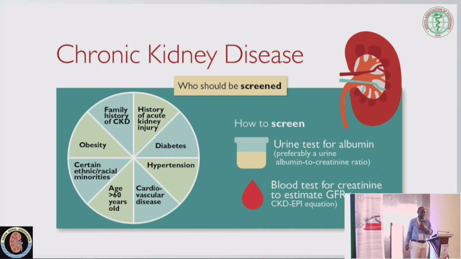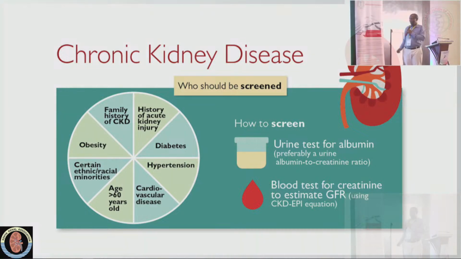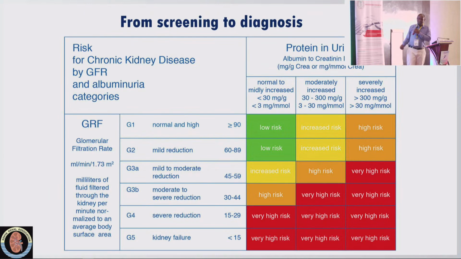And obviously, elderly people will have kidneys that are not able to adapt to problems. And how do you screen? A urine test for albumin and a blood test for creatinine to estimate the GFR, as you have said before. And from screening, you make a diagnosis, and Dr. Koech has already given you this heat map, where as you get more proteinuria and as you get less GFR, you get to be a higher and higher risk. And this risk is not risk only for kidney failure, it's also, one slide back.